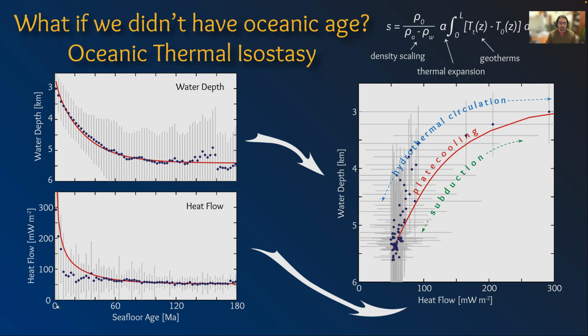Now, if we look at the oceans, we had seafloor age, but if we look at heat flow here and water depth, both of them can be correlated to that cooling of the lithosphere. So if we didn't have age, we could look at elevation as a function of heat flow. And as a result, we get something like this. We have an age heat flow model that represents the thermal isostatic effect.